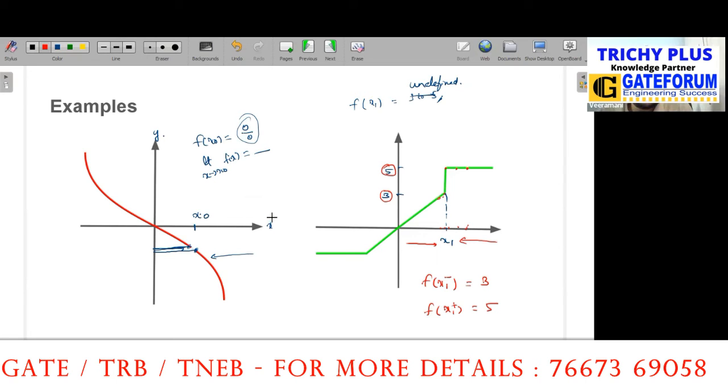Sir, for abrupt changes, there is no limit at all. Yeah, okay. What I am trying to say is we need to check with some basics. The basic is we need to go from the left hand side to that point, and from the right hand side to that point. You have to check the corresponding y value. If both are the same, then only the limit exists. Otherwise, the limit does not exist.